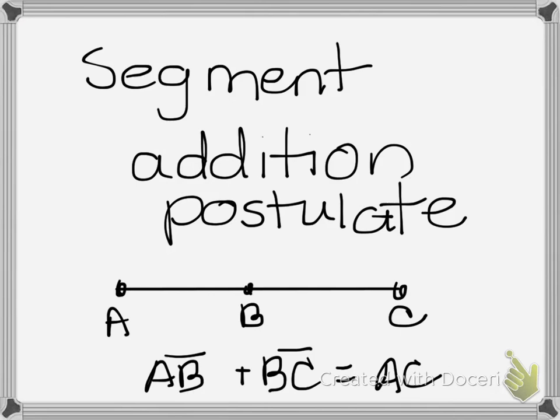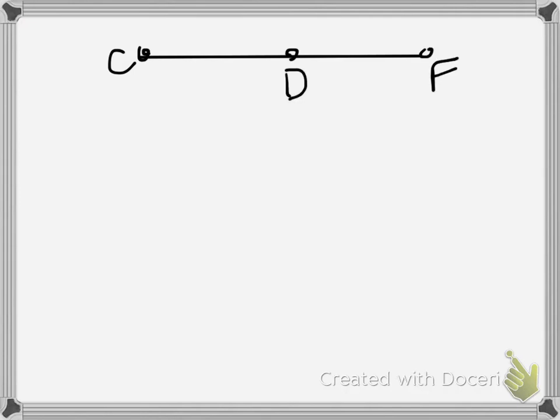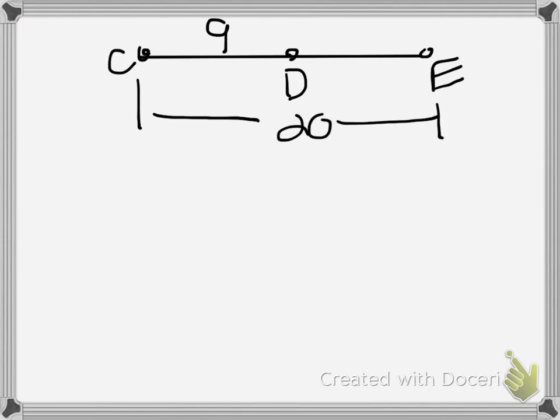Okay, looking at our first example, we have a line segment here, which is CDE, and CD is 9. The total of this is 20, and DE we don't know. Oh, make it a question mark. That's supposed to be a question mark there. So we don't know what that is.